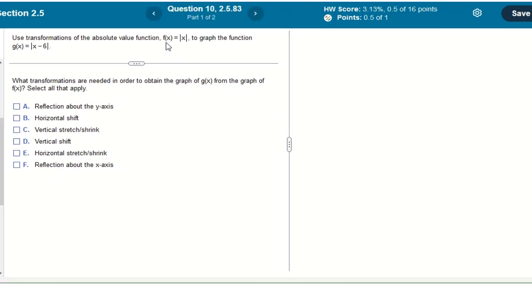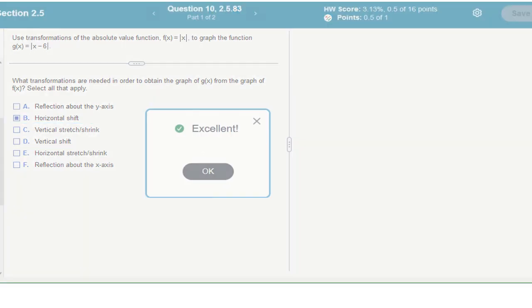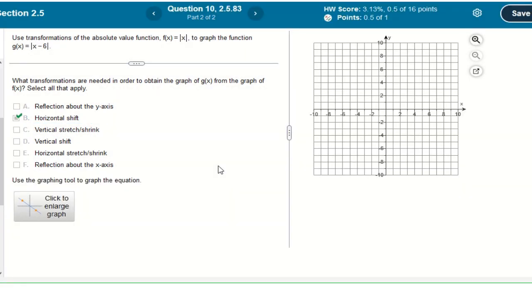So here we have an example. We have f of x equal to absolute value of x, and we need to graph g of x, which is the absolute value of x minus 6. Notice that's a horizontal shift to the right by 6 units. So first of all, let's select all that apply. We only have one that apply. Now we need to graph it.